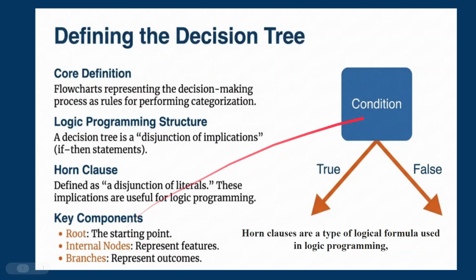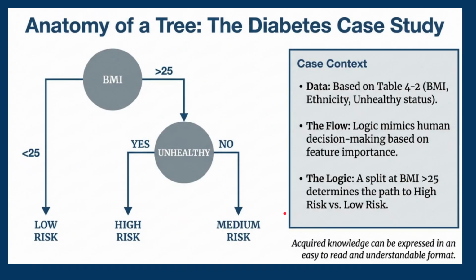Then the key components of the decision tree are the root, the starting point, the condition, and then the internal nodes, which are the features, and then the branches represent the outcomes. Okay, so in the next slide, let us see the anatomy of a decision tree.